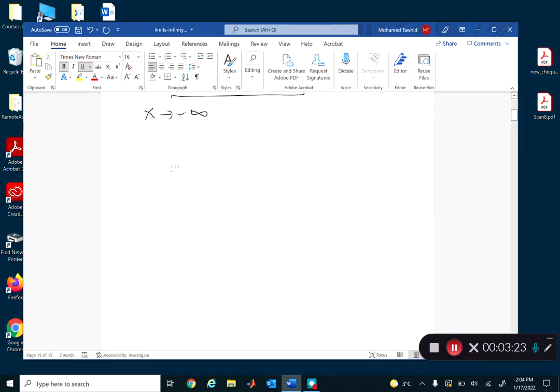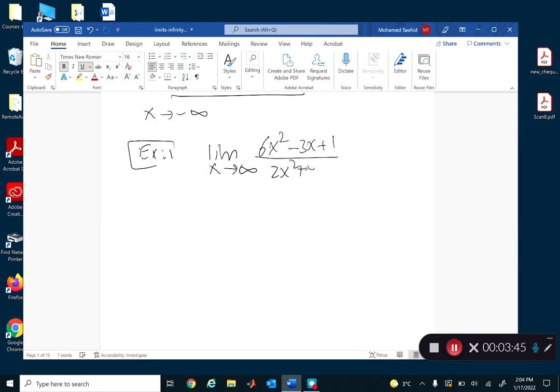So let me give you an example. Example number 1: find the limit as x approaches plus infinity of 6x squared minus 3x plus 1 divided by 2x squared plus 4x minus 9. Now I need to take the limit of this.